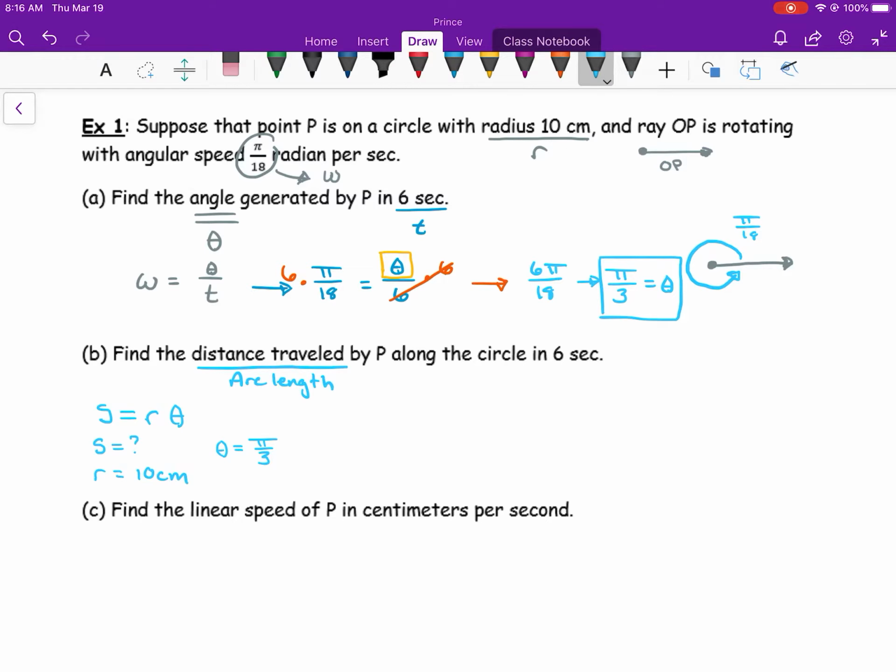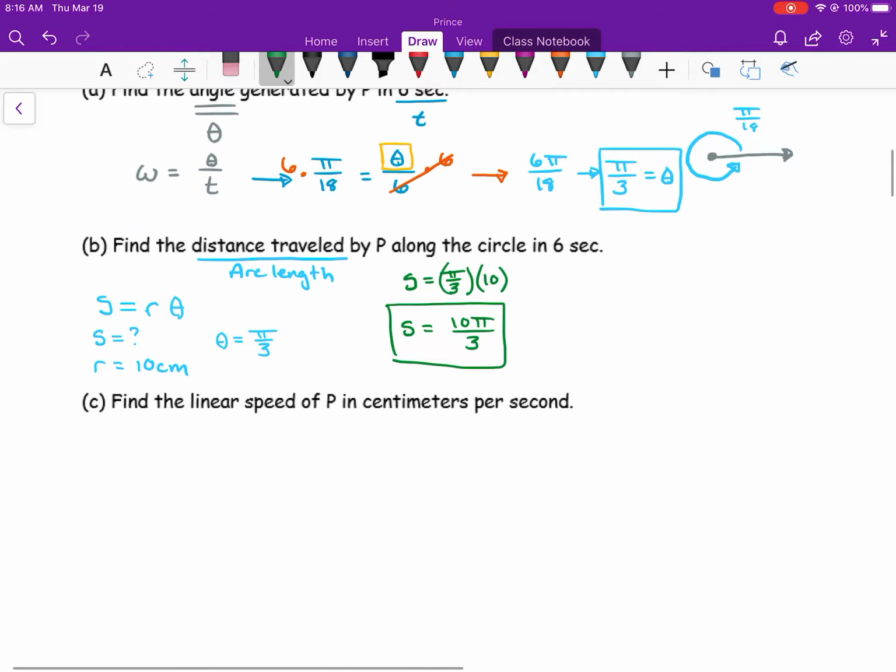So let's put it all together in a formula. S is equal to pi over 3 times 10. So S is equal to 10 pi over 3. That is the arc length that this object has rotated around.